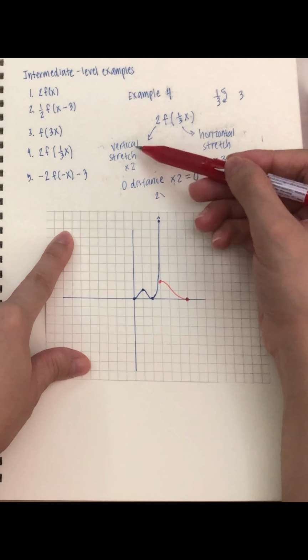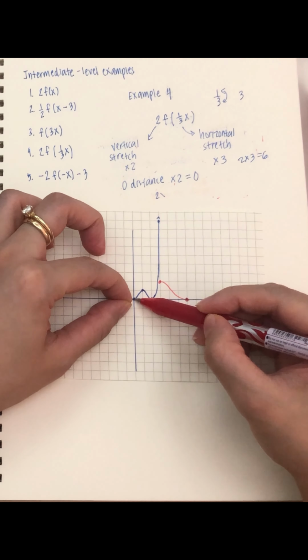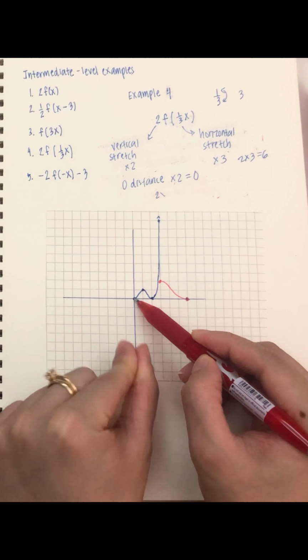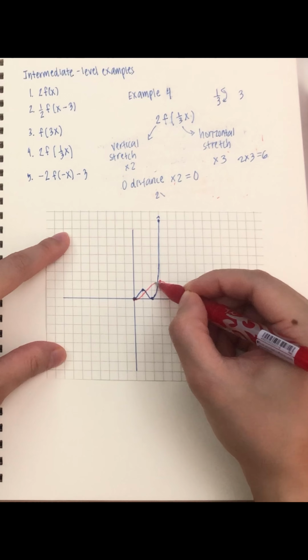And then this point, again, a vertical stretch does nothing. 0 distance times 2 is still 0. And the horizontal stretch, it has a 0 horizontal distance from the y-axis. So 0 times 3 is still 0. So that's where it stays. And we can connect it.